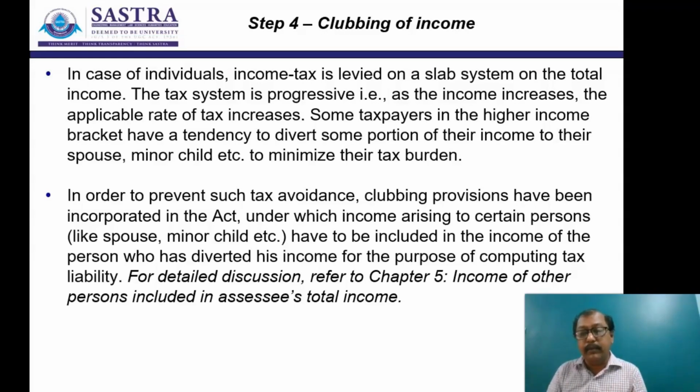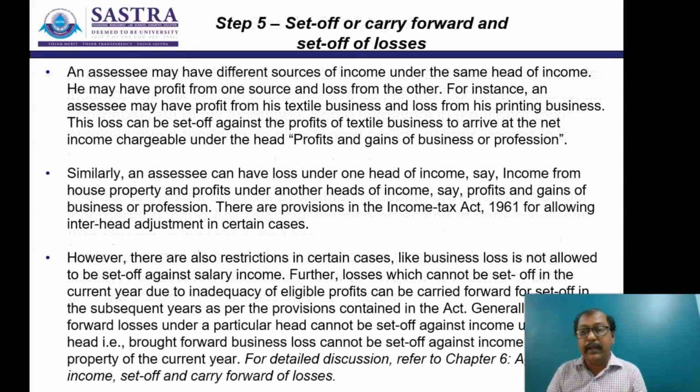The provisions relating to the clubbing of income have been incorporated in the Act, under which the income arising to certain persons like spouse, minor child and things like that has to be clubbed, and shown as one person's income according to the Income Tax Act. As I told you in the earlier session, there can be setting off or carry forward of income or losses from one head to the other. Carry forward from one year to the other can also happen. This has to be effected.